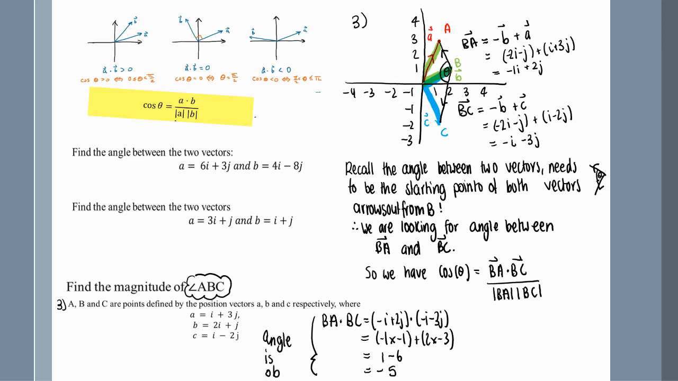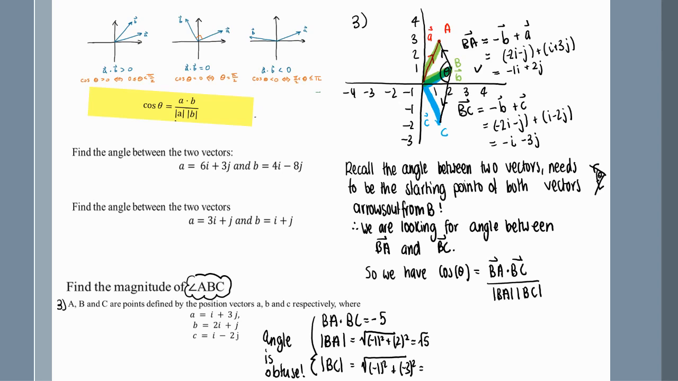Notice here that this suggests that our angle between the two vectors is obtuse. And if we look at the diagram, I would probably agree that our angle will be obtuse. Now we know that the length of BA, we can calculate that. That will be minus 1 squared plus 2 squared, take the square root, that'll be root 5. The same with the length of BC, but for BC we'll get square root 10 for the length.